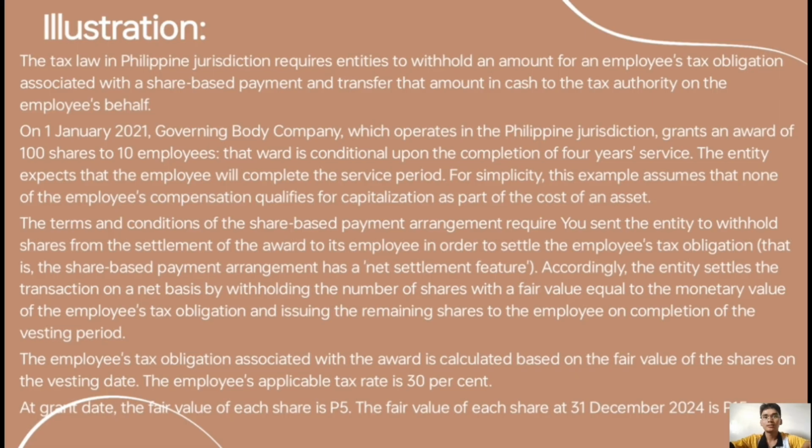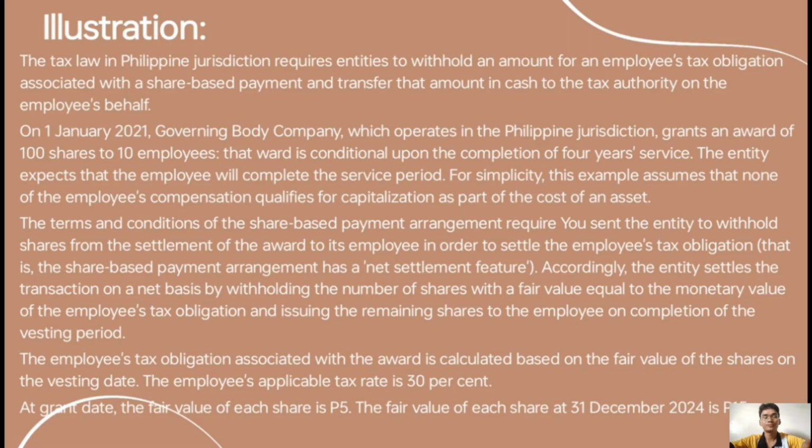This means that when an employee exercises share options or receives shares as part of a compensation plan, the company is responsible for calculating and deducting the applicable tax. To fulfill this obligation, companies often use a net settlement approach, where a portion of shares is withheld and converted into cash to cover the tax payment, ensuring compliance with tax regulations.